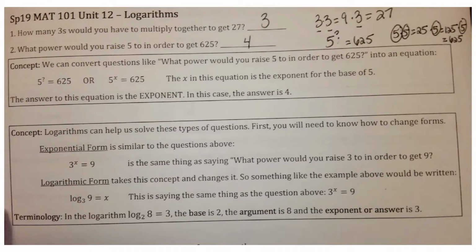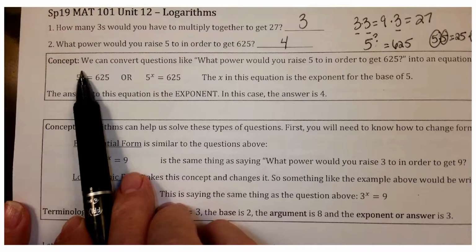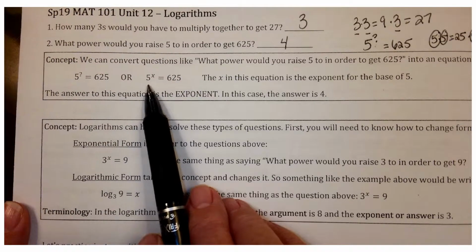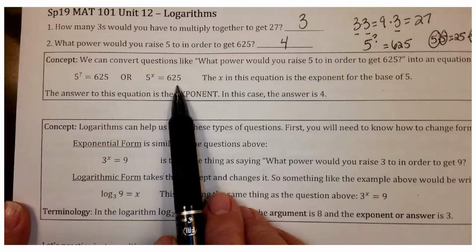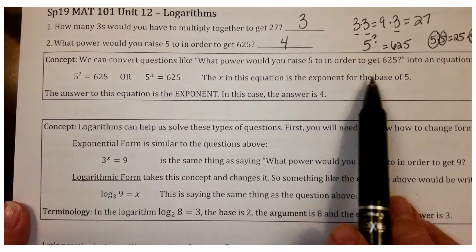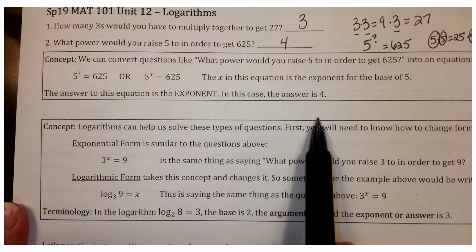Now we can look at this in this way. 5 to what power equals 625? We can convert this to an equation with x as the variable by saying 5 to the x power is 625. So the x in this equation is the exponent for the base, and the base for this one is 5. Okay, so the answer is 4. And so our answer is the exponent.